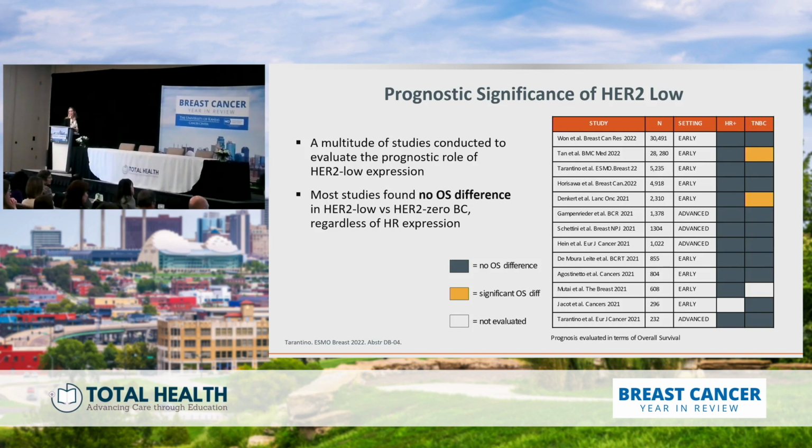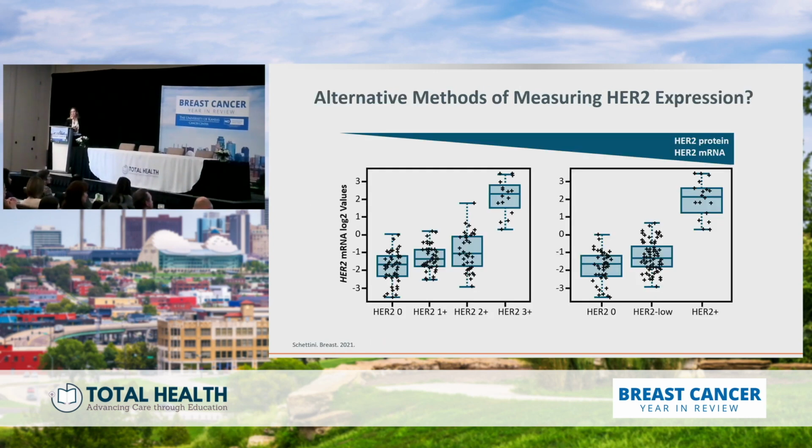And what about the prognostic significance of HER2 low? So there have been a number of studies that have been conducted to evaluate the prognostic impact of HER2 low expression, and most studies have shown that there is no survival difference in HER2 low versus HER2 0 disease. So why even make this distinction? If they're biologically similar and the outcomes are the same, why does it matter?